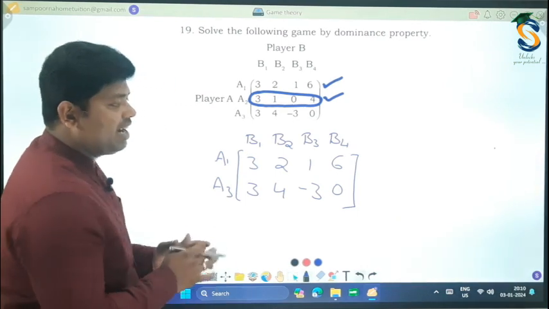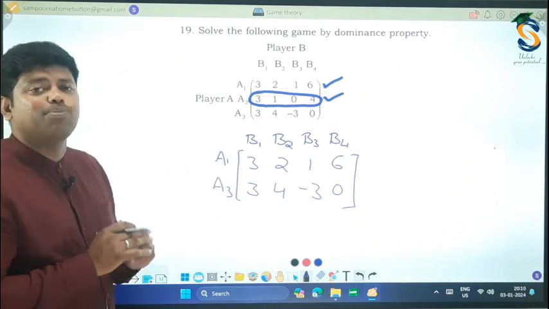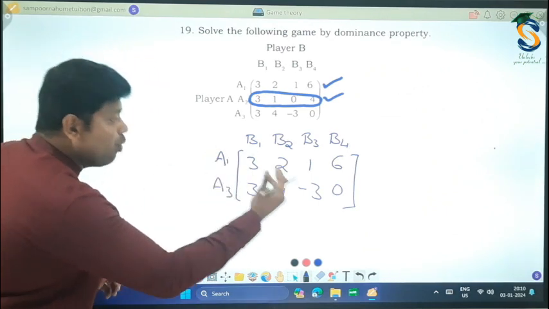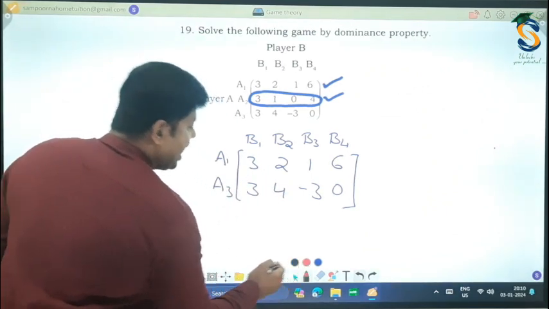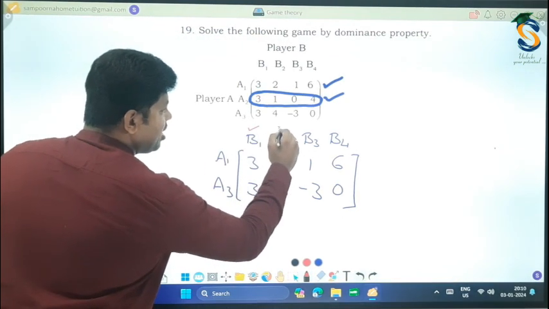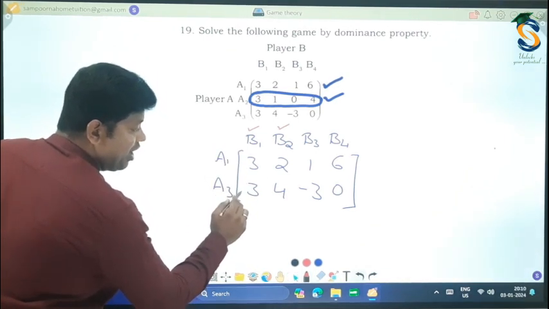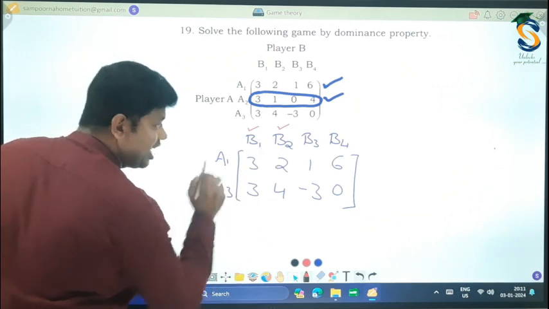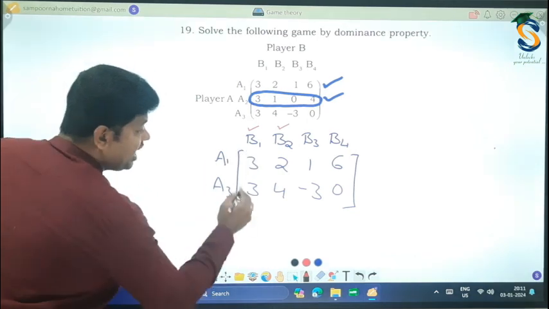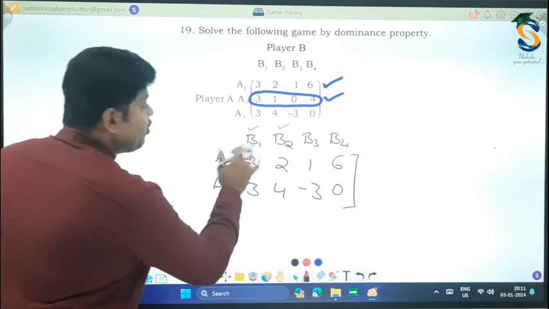Now again, it's a trial and error method. I need to go with column wise or row wise, that is my choice. I think it is better to go with column wise now. So I will check B1 and B2. Each element of B1 I need to compare with the respective element of the other column, that is B2. Here 3 is greater than 2, but 3 is lesser than 4, hence it contradicts. So I can't compare B1 and B2 now.